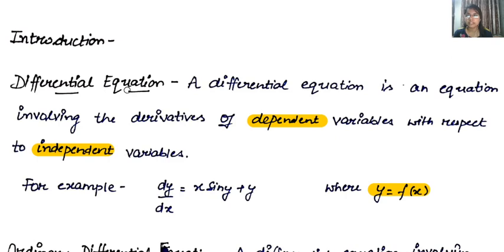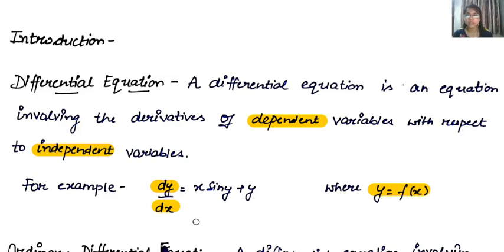Now, a differential equation is an equation having derivatives of dependent variables with respect to the independent variable. In this case, the dependent variable is y and the independent variable is x. So this is an example of a differential equation because it has the derivative of the dependent variable y with respect to the independent variable x. This is an equation containing derivatives of dependent variables with respect to the independent variable.